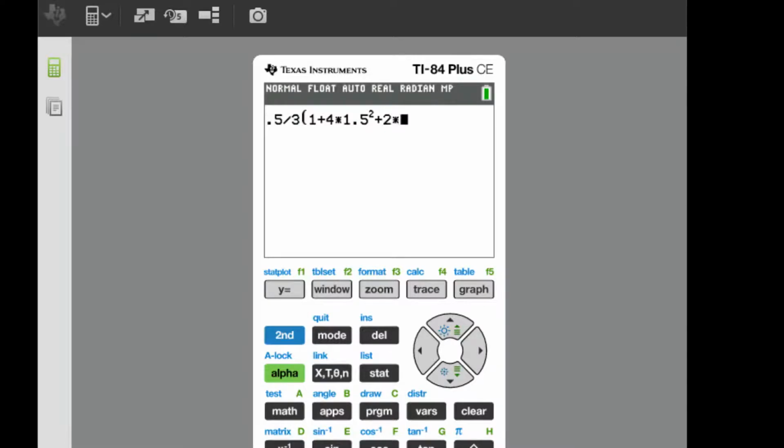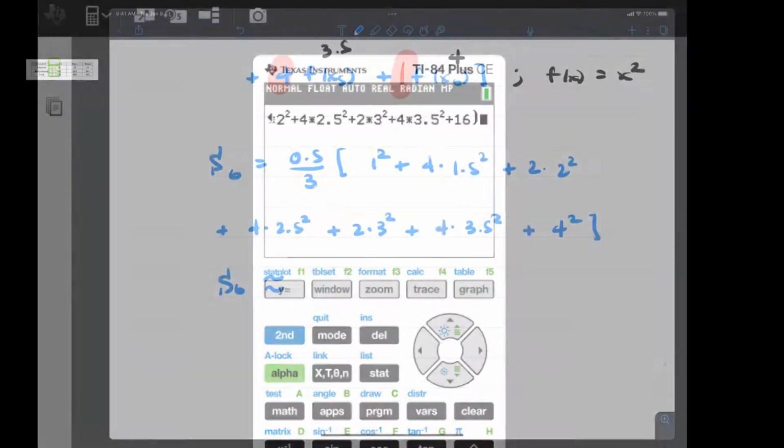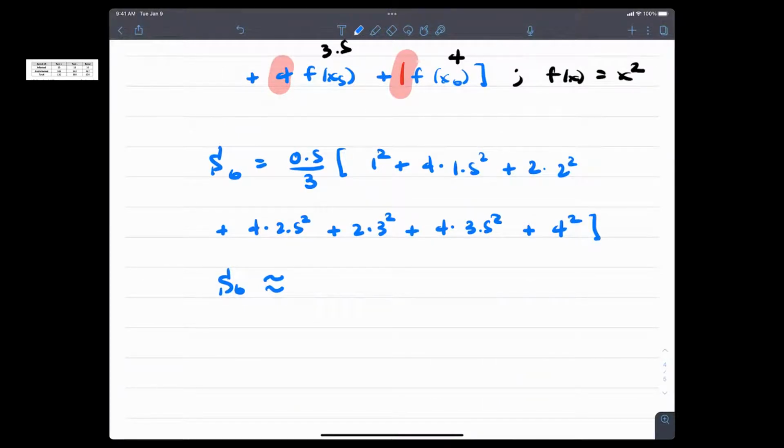Plus 2 times 2 squared plus 4 times 2.5 squared, right? And then plus 2 times 3 squared. I know that's 9. Plus 4 times 3.5 squared. And then plus the last term is 16. So I'm going to just keep it as a 16, okay? Because 4 squared is 16 if I go back and look at everything.